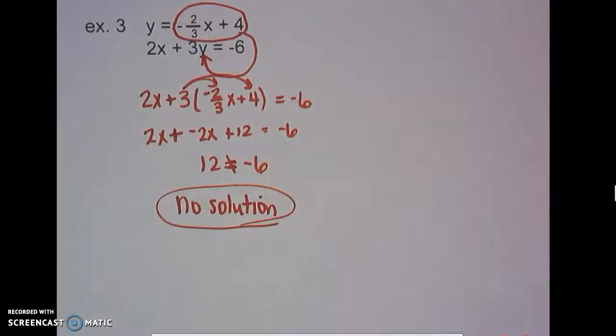Okay, and that's allowed to happen just like it did in our other examples with graphing. We can still have no solution. That means that if these were to be graphed, they'd be parallel and never touch.